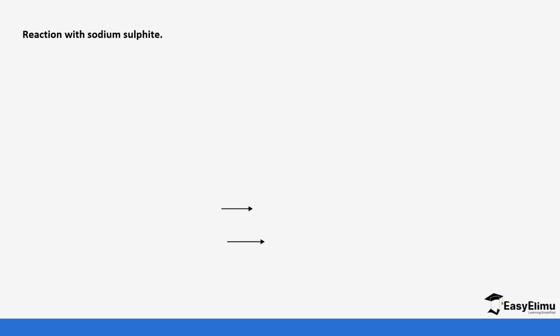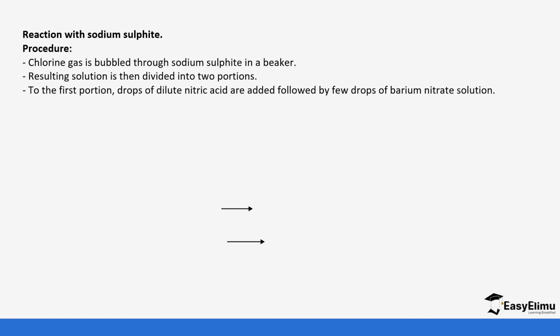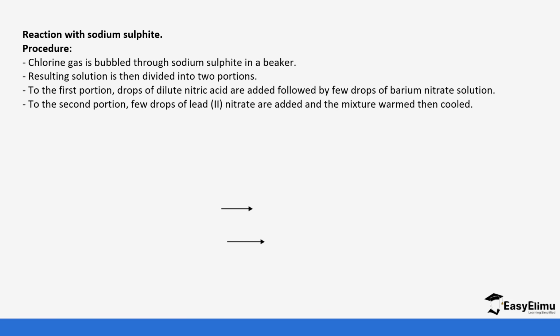It can also react with sodium sulfide. When chlorine gas is bubbled through sodium sulfide, the resulting solution is divided into two portions. To the first portion we add dilute nitric acid, followed by barium nitrate solution. To the second portion we add silver nitrate, and then we warm. Pay close attention to these reactions.